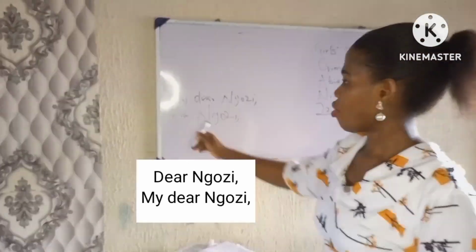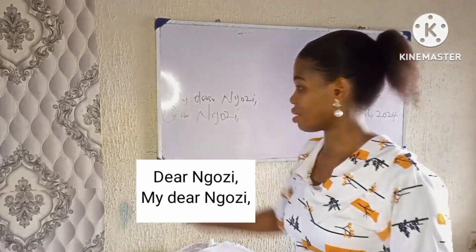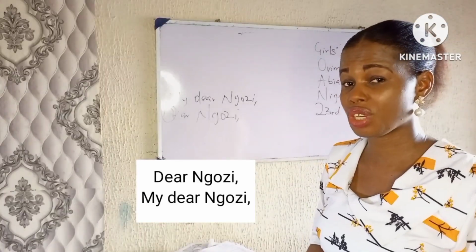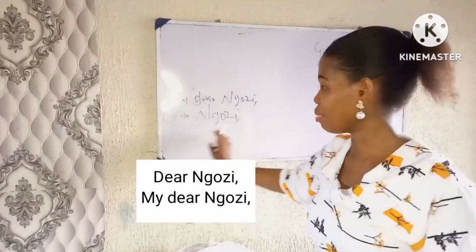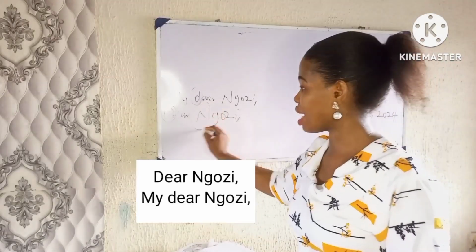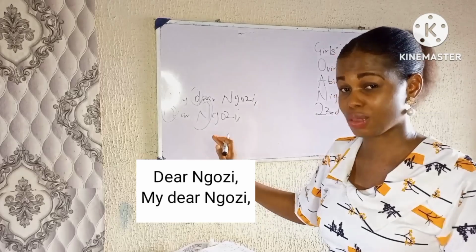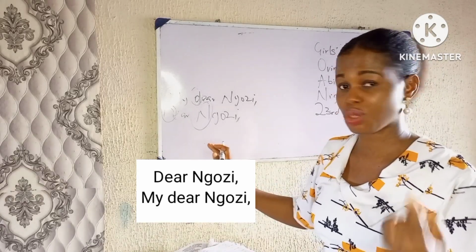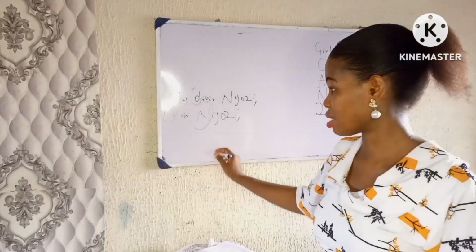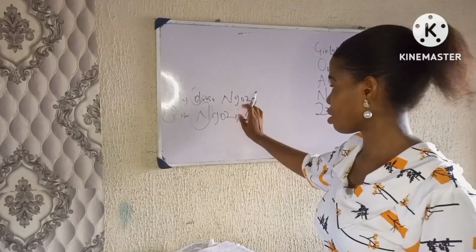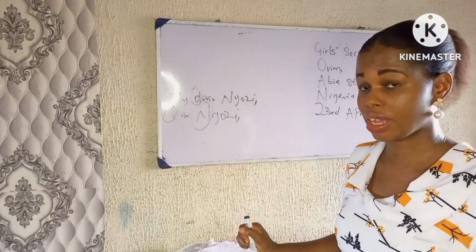Now notice, the first word must start with a capital letter, okay? My starts with a capital letter, Dear starts with a capital letter. And make sure you mark it off with a comma. Someone's name is a proper noun, okay? So you don't start someone's name with a small letter. You must start a person's name with a capital letter. So Ngozi must start with a capital letter. And like I said, mark it off with a comma.